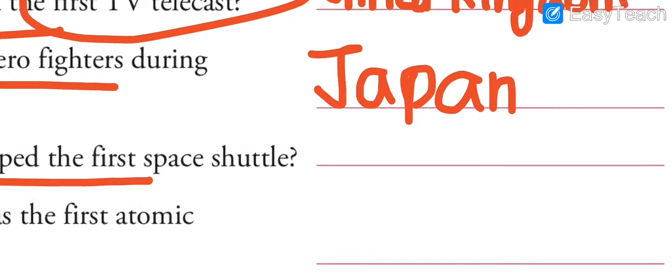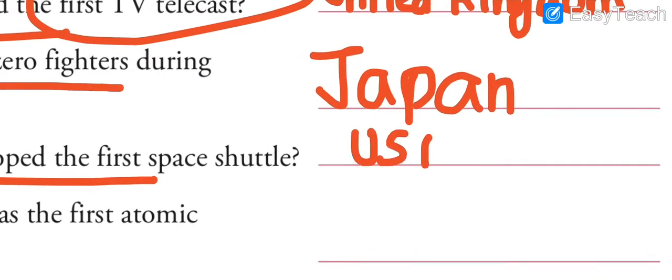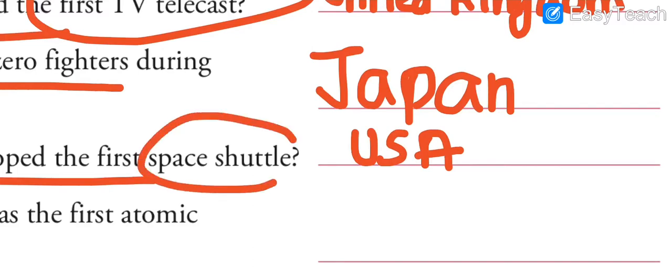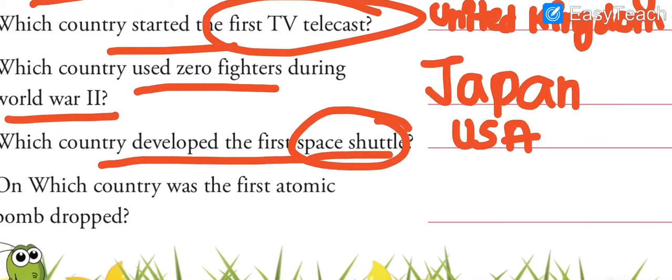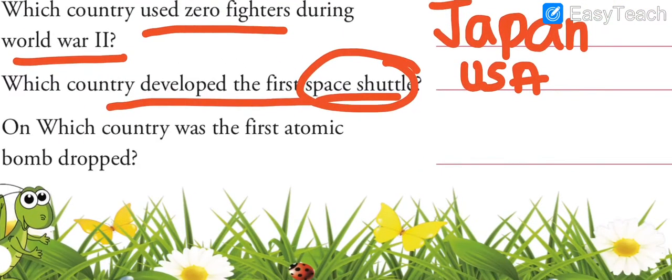Next question we have is, which country developed the first space shuttle? The country that has developed the first space shuttle is USA, again the United States of America. The meaning of space shuttle is a rocket-launched spacecraft which is able to land like an unpowered aircraft. It is used to make repeated journeys between the Earth and space. So, USA was the first country to develop the space shuttle.